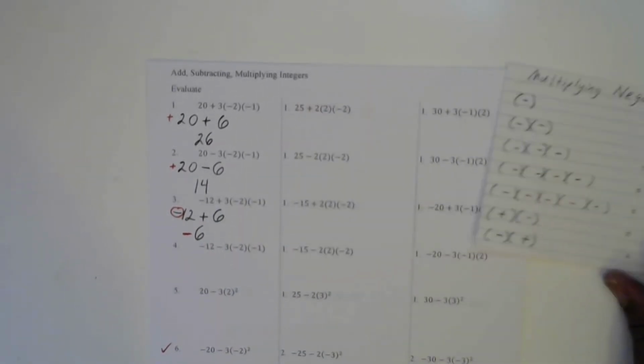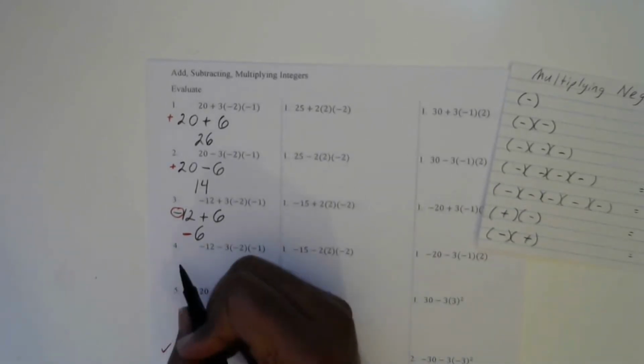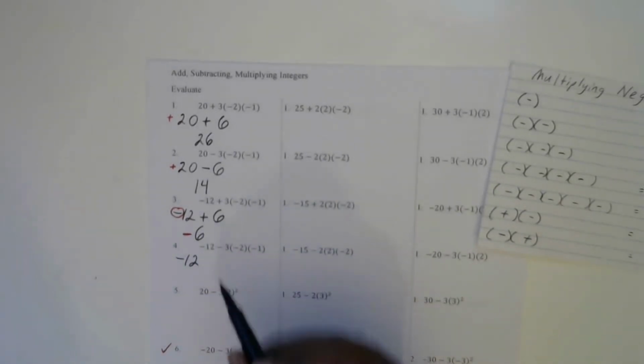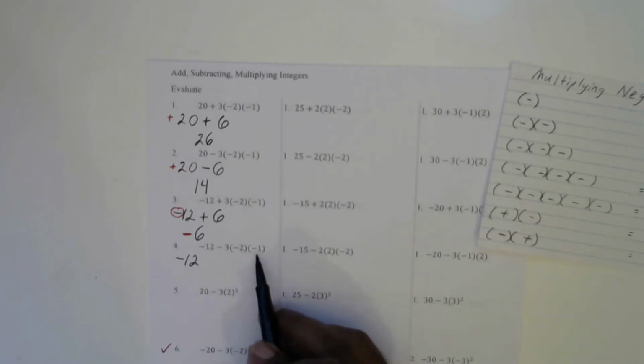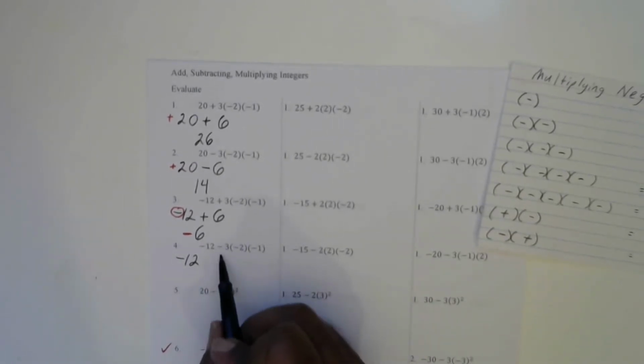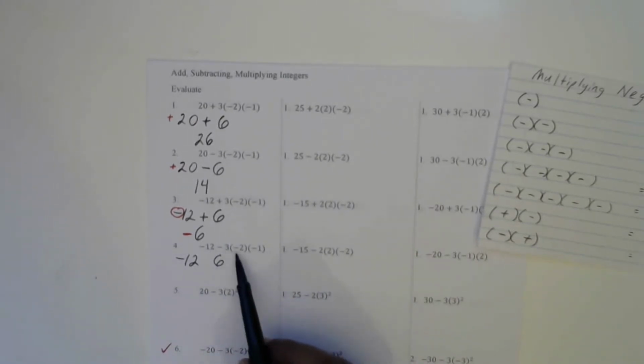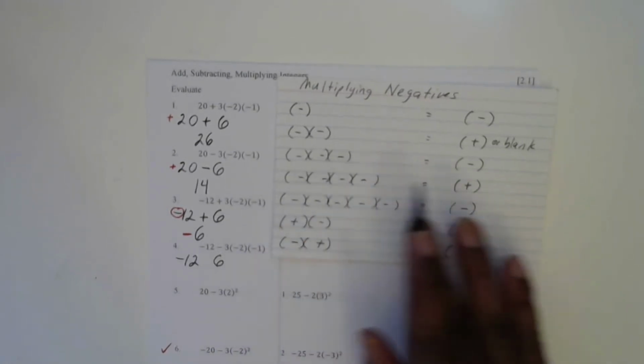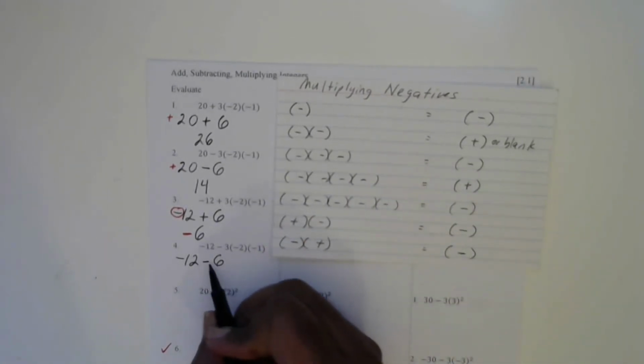Okay. Number 4, we have a negative 12. And we're multiplying a 3 times a 2 times a 1. 3 times 2 is 6. 6 times 1 is 6. So this is 6. We have 1, 2, 3 negatives. 3 negatives multiplied is a negative. So this will be a negative 6.